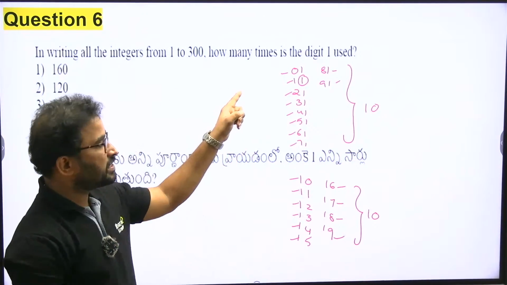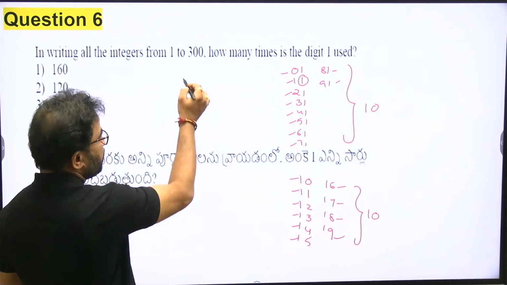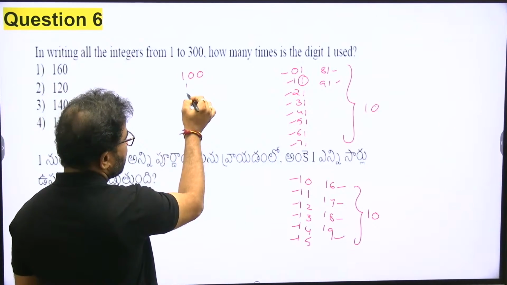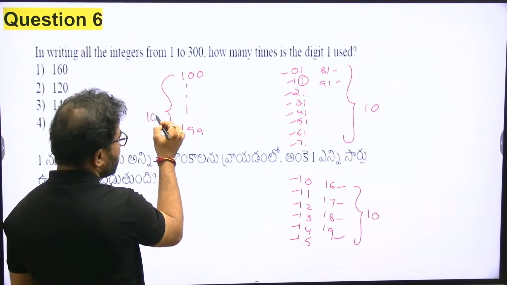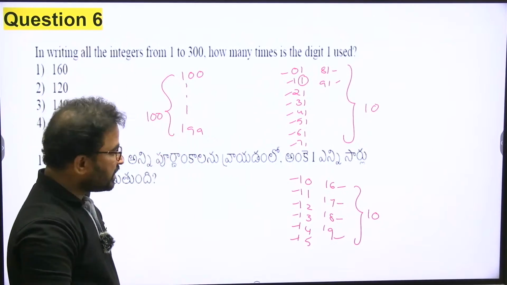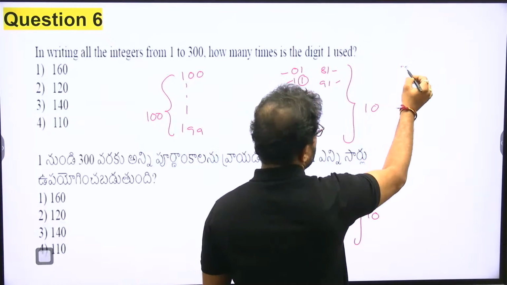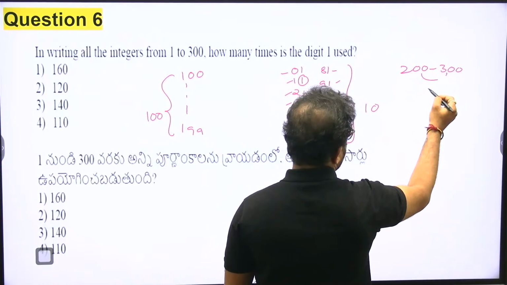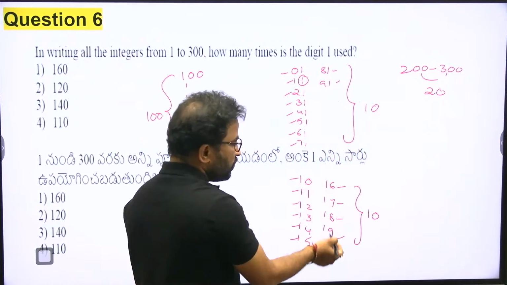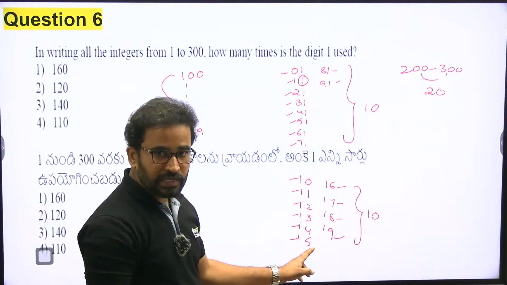Remaining, they are asking based on 100 digit position. From 100 digit position, that is 100 up to 199, the number of times repeated is equal to 100. Next one, same value, again 201 also. From 200 to 300 also, minimum number of times 20. From 100 to 200, from 1 to 100 also 20.